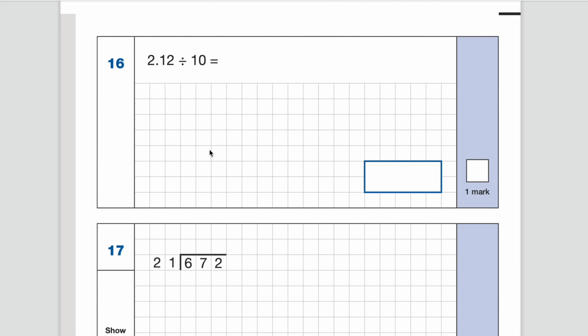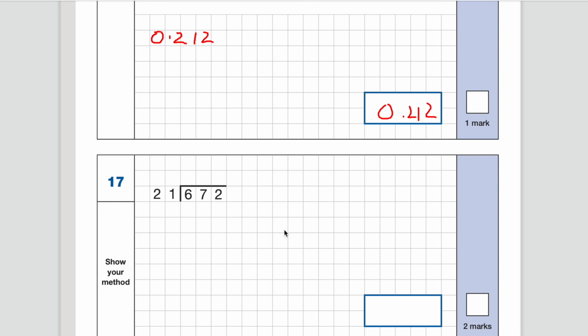Number 16, this is another similar place value question. So what is 2.12 divided by 10? When we times by 10, all the numbers move one space to the left, and when we divide by 10, they do the opposite. They move one space to the right. So this 2 is going to move next to the decimal place. So there's nothing here now. It will be 0, point, and now everything's moved one space. 2, 1, 2. So our answer is 0.212.